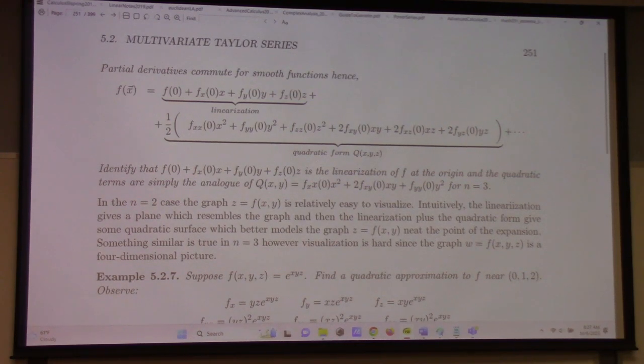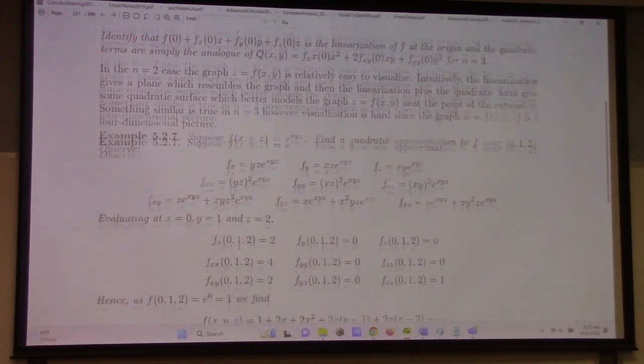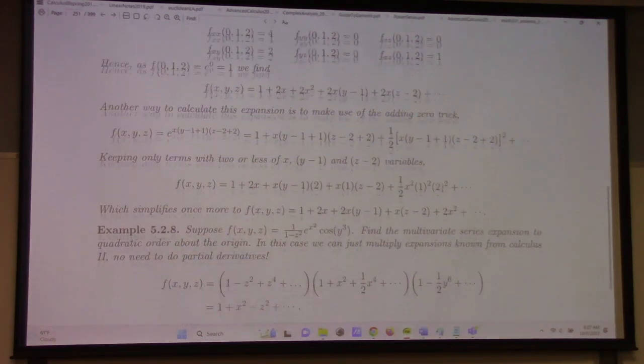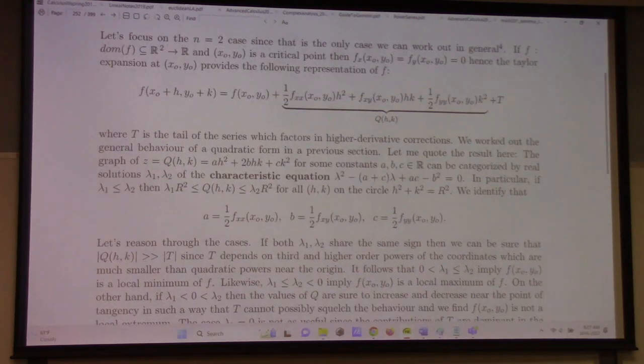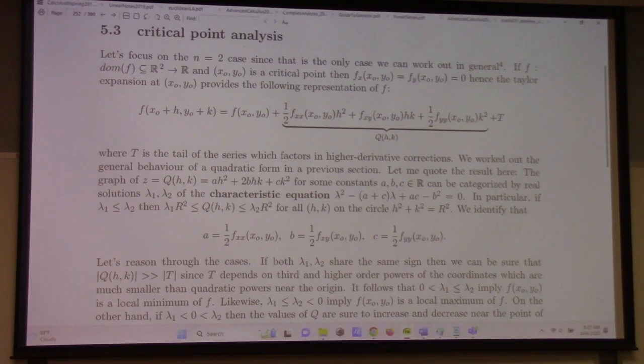Anyway, let's get to the point here. So, let's talk about critical point analysis. If we have a critical point, which is a place where the gradient of f is 0, then your function looks like this. It looks like the value of the function plus 1/2 times the quadratic term, and that is a quadratic form. In other words, this formula, and then plus higher order terms, which are smaller.